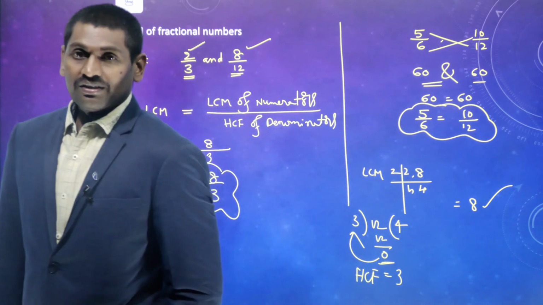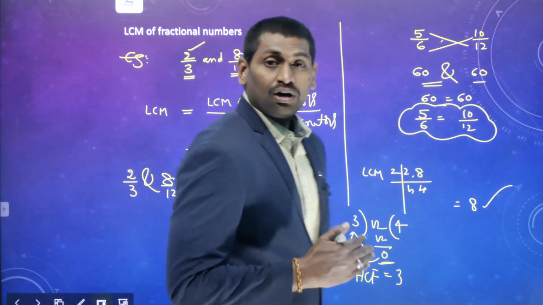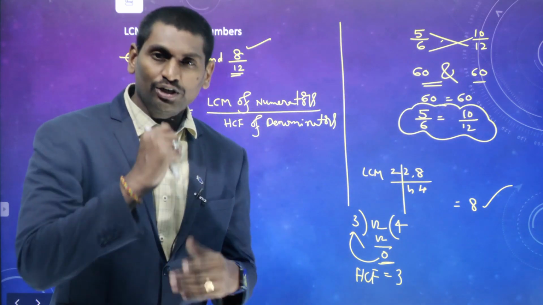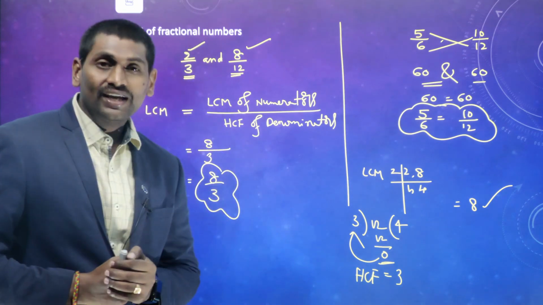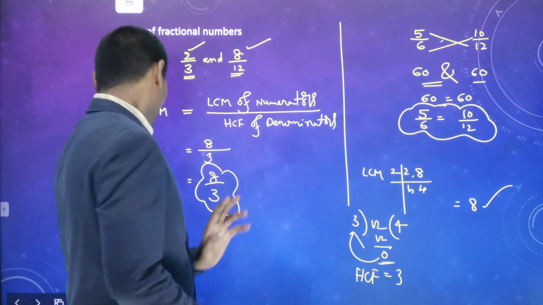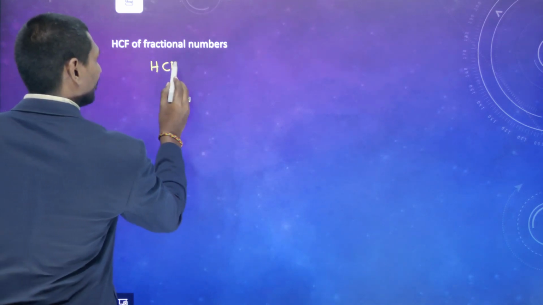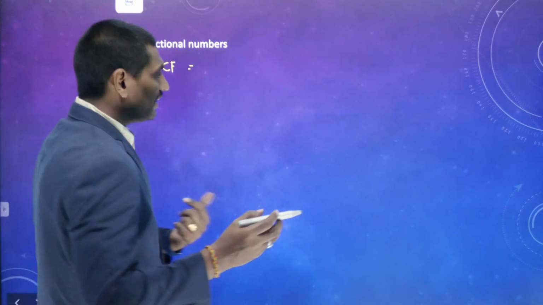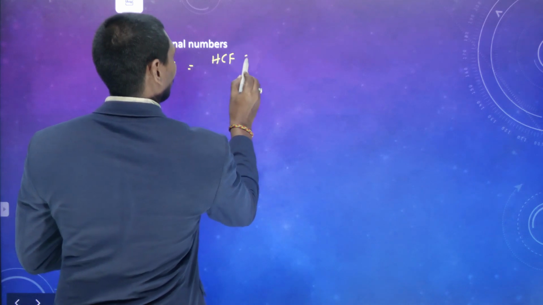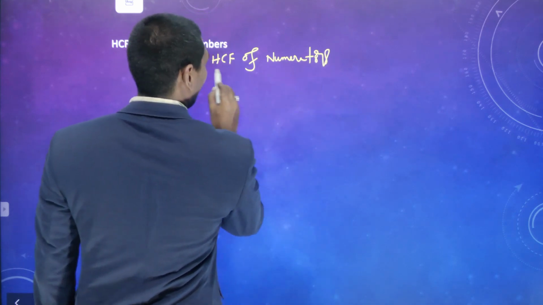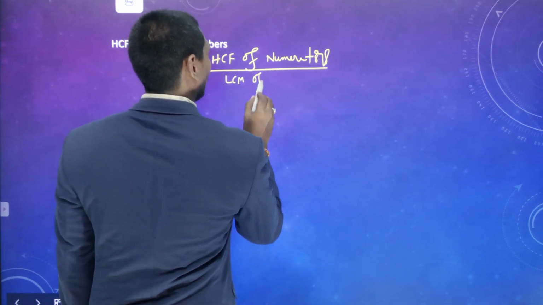Got it, children? How we are finding the LCM of fractional numbers? Simply by using the formula LCM of numerators by HCF of denominators. Similarly, how to find the HCF of fractional numbers? Can anyone get the formula? Yes, very good. HCF of numerators by LCM of denominators.